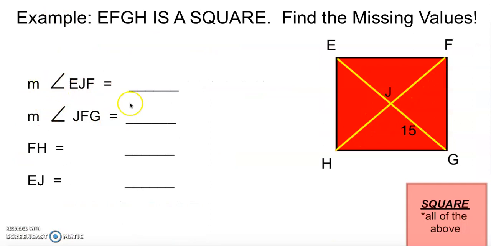So let's take a look at some values here. I've given the value here that JG is 15. If JG is 15, that means all the other segments of the diagonals inside of there are all 15. So this is 15, HJ is 15, JF is 15. If I do the diagonal lengths first, if I'm looking for FH, FH is the entire length of this diagonal. So this one is 30 units. And then EJ is just going to be 15.